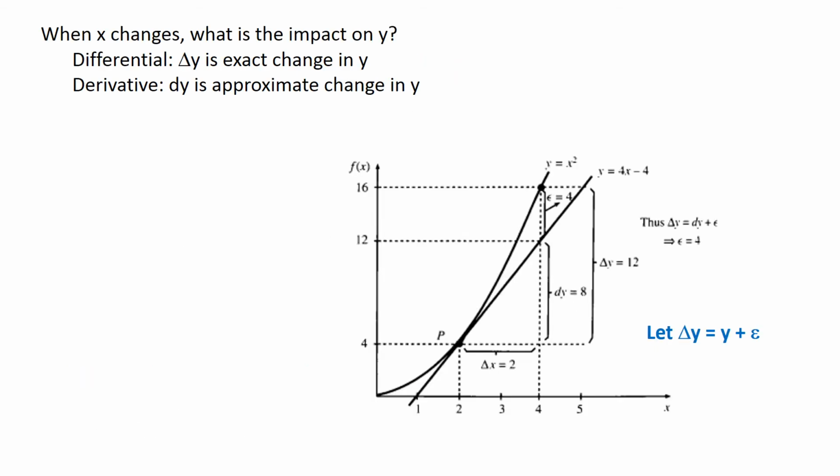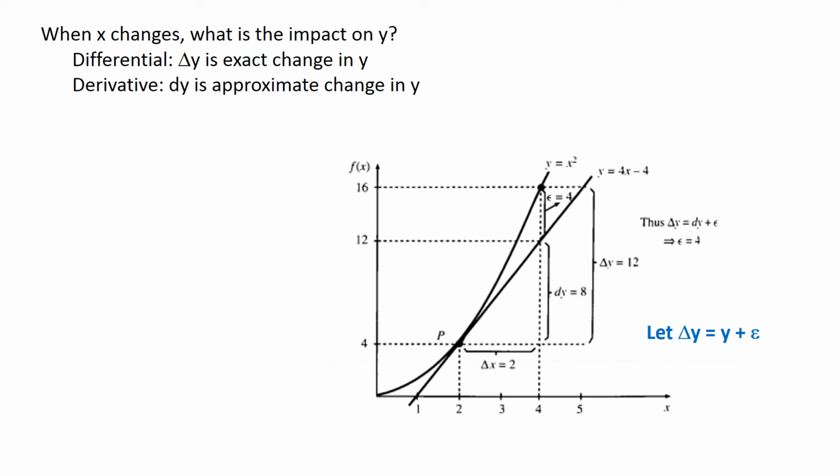Now when x changes, what is the impact on y? We had seen that it can be measured either through differential or derivative. Now, when we are taking derivative, that means we are preferring an approximate estimate to an exact estimate. Why do we prefer this? It sounds somewhat weird. Let us look into this diagram.